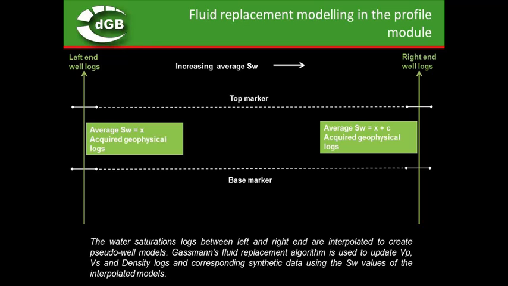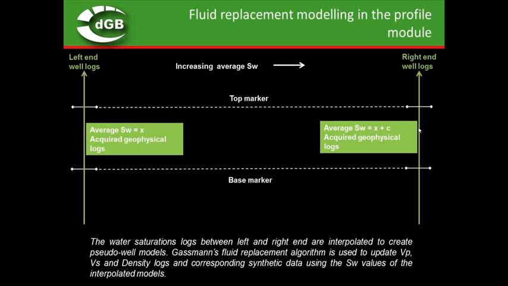So here is the schematic description of doing fluid replacement modeling in SynthRock's profile module. This model here has a left end with a scaled water saturation log as to have a user-defined average water saturation value in the interval of interest, which could be, for example, 90%. Further, this left end should have the acquired geophysical log data, such as sonic and density.